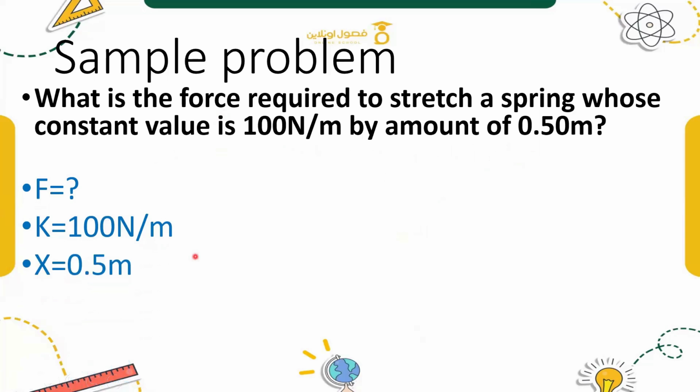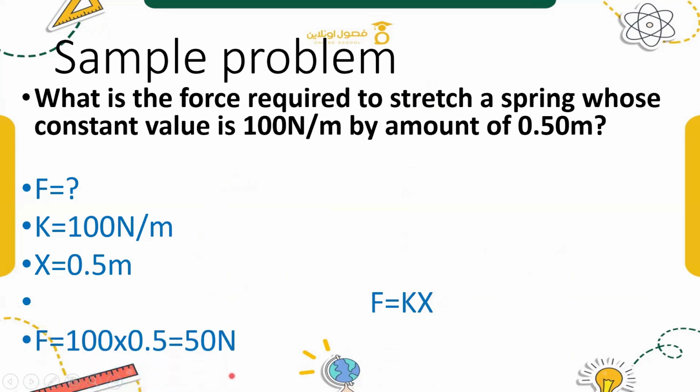Then the formula is F equals negative kx. But in this example, should I use negative or positive? Wait. I see it's a stretch. Stretch means going down, which means positive, because it goes down. I will replace k with 100, and replace x with 0.5. F is equal to 100 times 0.5. It equals 50 Newton.